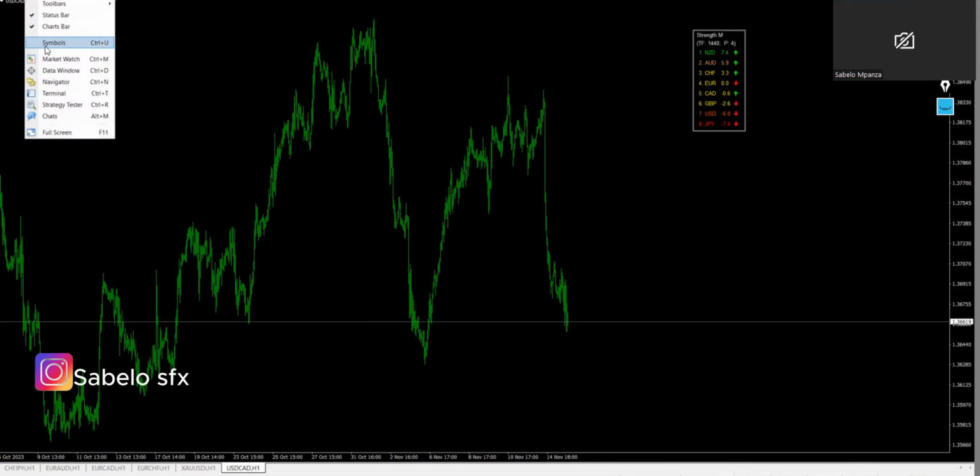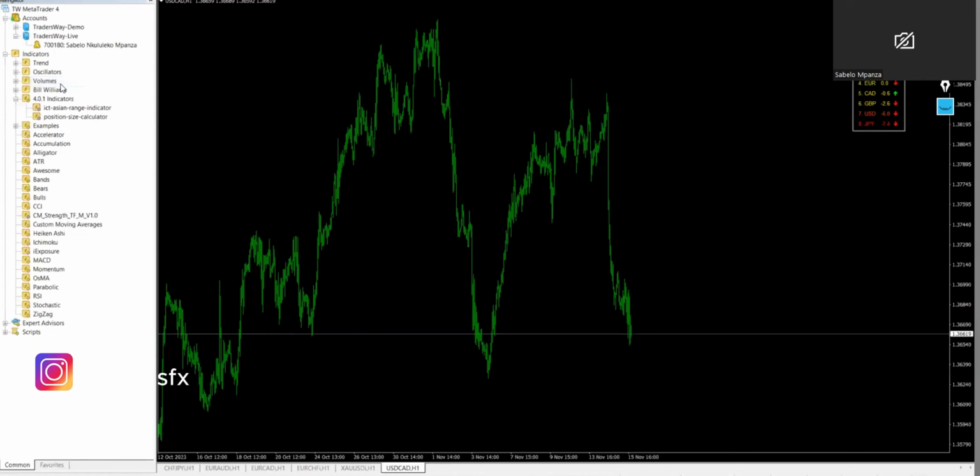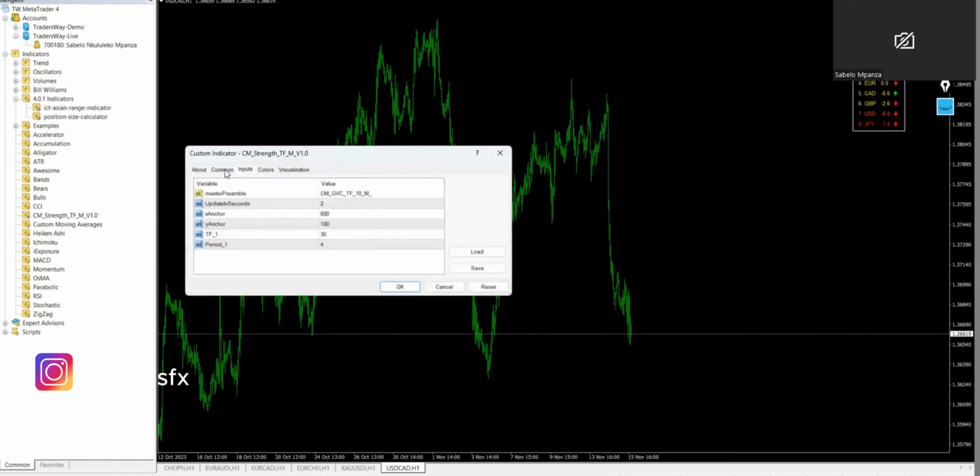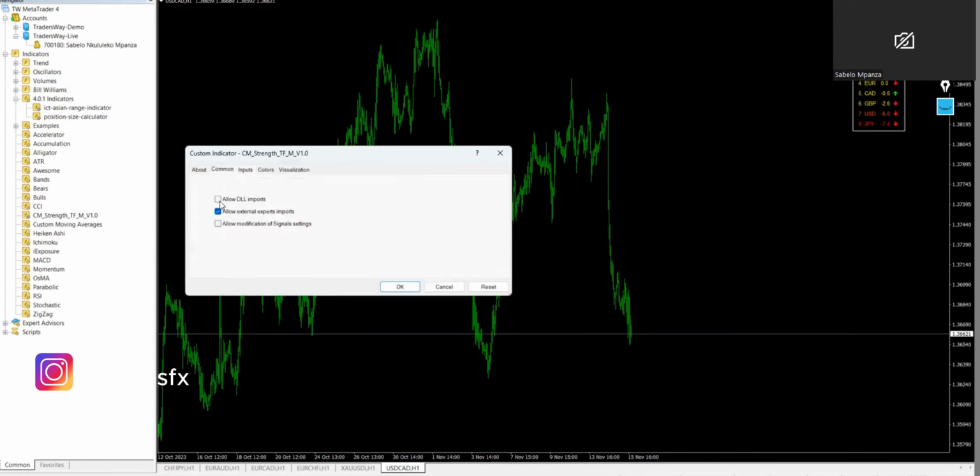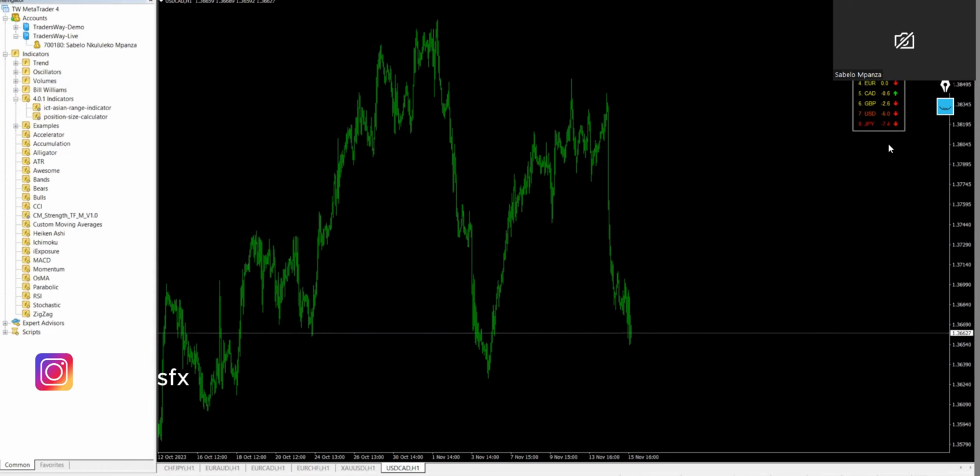So let's go to view, go to navigator. Okay, go to navigator, and then we are going to come into this indicator. Here it is, it's appearing. Then we copy it and then we paste it on the charts, and then come to common, allow DLL imports, and then click OK. Because I've already installed it, then it's here already.